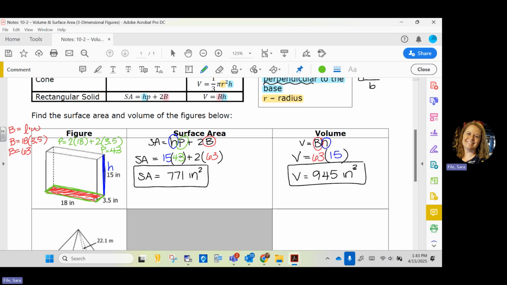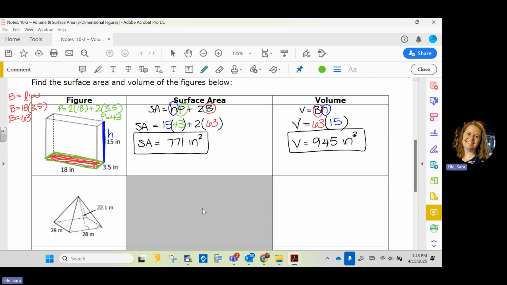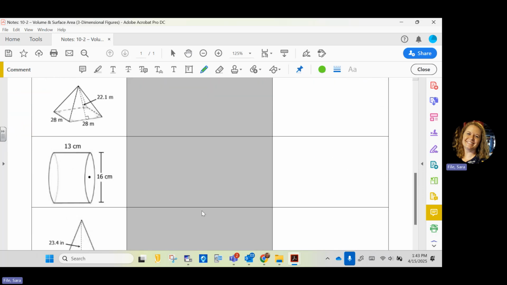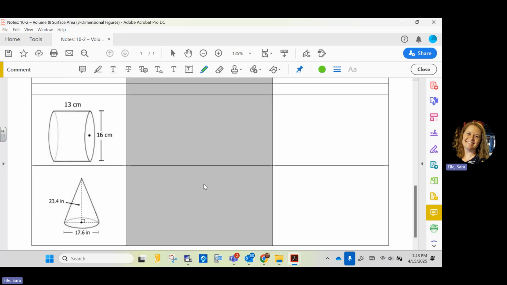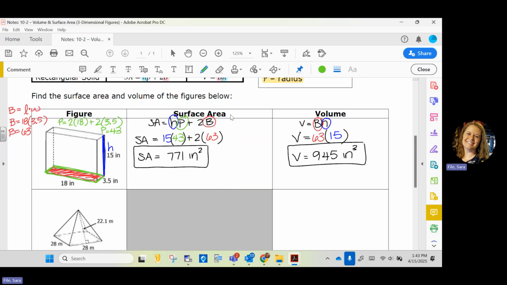All right, we feel okay about that one? Now the rest of these, you can see this box on the left is grayed out because for these next 3, we're not finding the surface area. We are just looking for volume.